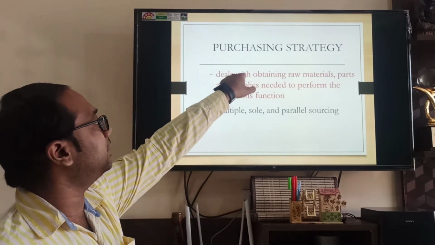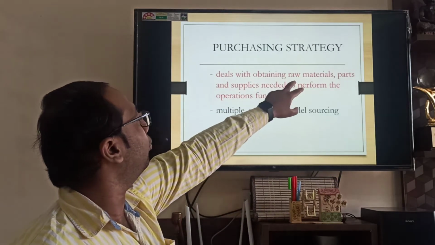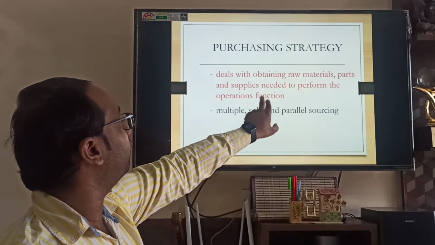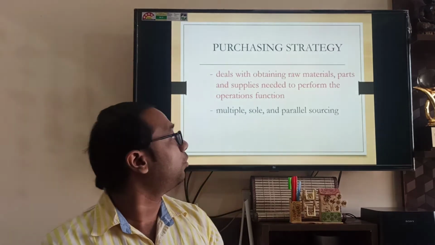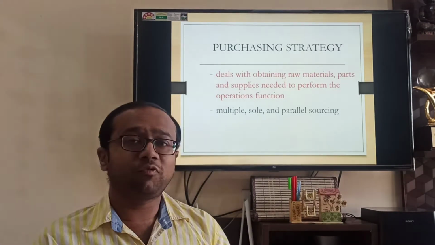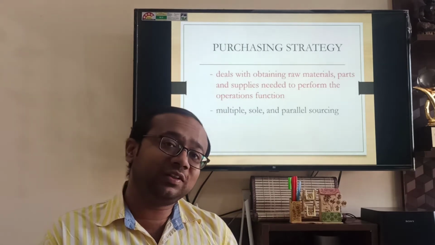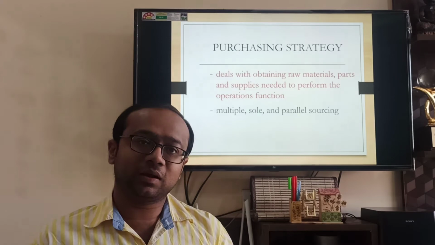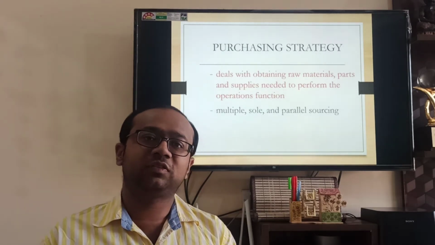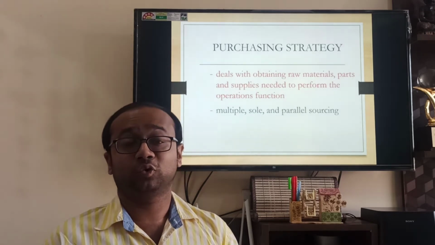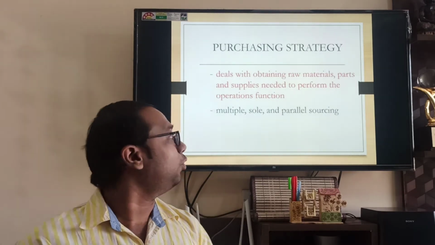Next part, my dear friends, is purchasing strategy. As the name suggests, it is related to purchasing and deals with obtaining raw materials, parts and supplies needed to perform the operations function. Depending upon the company and industry you are in, you will require various raw materials, parts and supplies. So how purchasing is to be done comes in this. To understand the criticality, let me give you an example. In many companies, for example in cement and paint, raw material cost can be up to 50-60% of the total cost of the company. Even saving a rupee or a paisa will matter. That is why this is a separate department altogether.